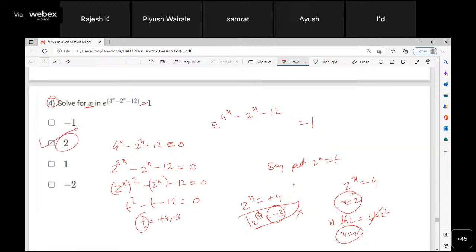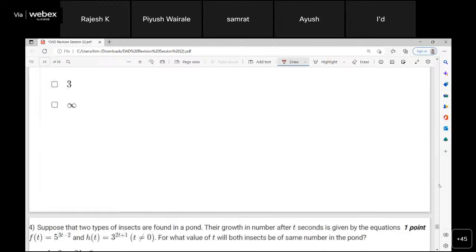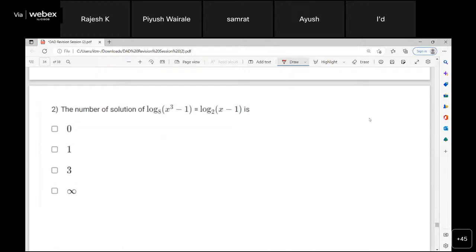Anyone, any doubt in this problem? Okay, so this is the last problem. One more problem is there. Number of solutions means the number of values of x, right? That is what we have to find out.